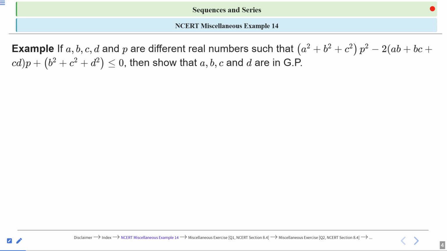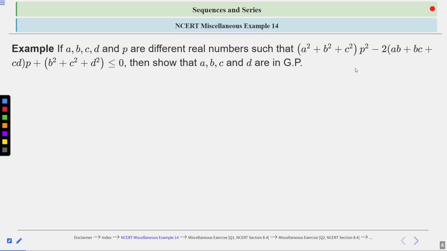Firstly, we will discuss NCERT miscellaneous example number 14. The example says that if a, b, c, d and p are different real numbers such that (a square plus b square plus c square) p square minus 2 (ab plus bc plus cd) p plus (b square plus c square plus d square) is less than or equal to 0, then show that a, b, c and d are in geometric progression.